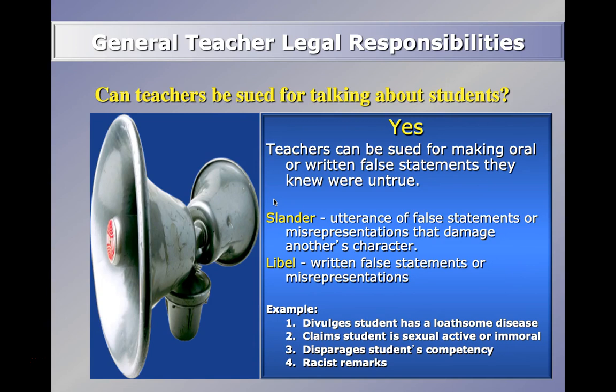You can't tell that a kid has a bad disease or that they're undergoing a sexual transformation. You can't claim a student is sexually active or doing immoral things. You can't disparage a kid's competency, like, oh, this kid's as dumb as a doornail because he blah, blah, blah. And one of the biggest things to get you fired is using racist remarks about a kid. That will get you almost every time.